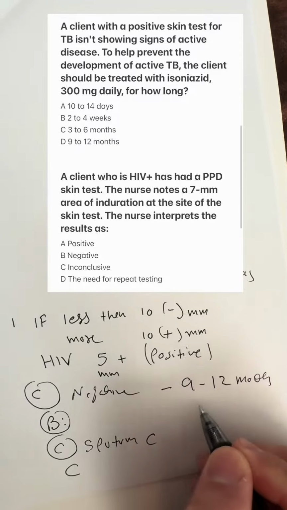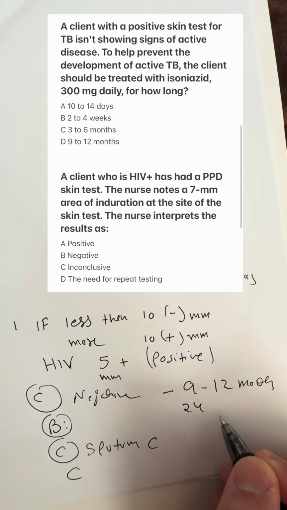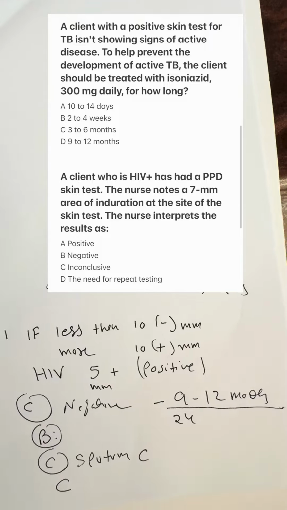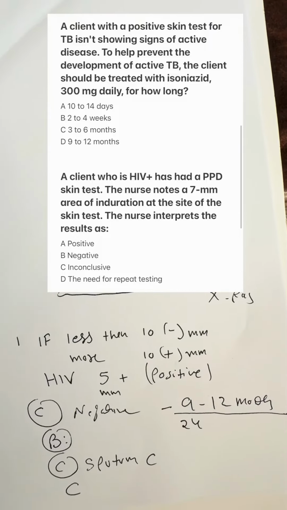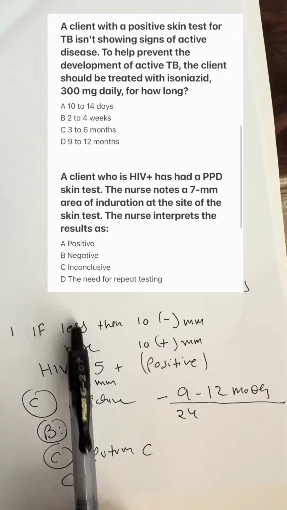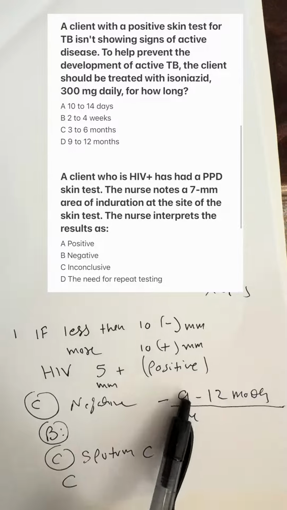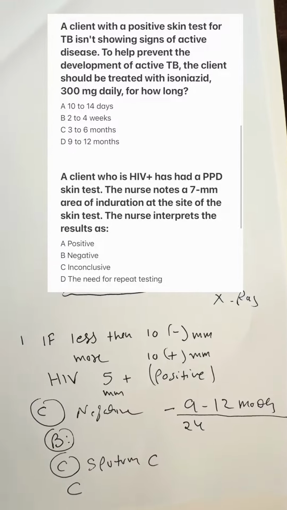Remember that. Sometimes it goes 24 months, but if you don't see the 24 option, then 9 to 12 months is your baseline answer. So if a person has TB, the doctor will prescribe medication for 9 to 12 months and you have to take the medication daily, right? Okay.